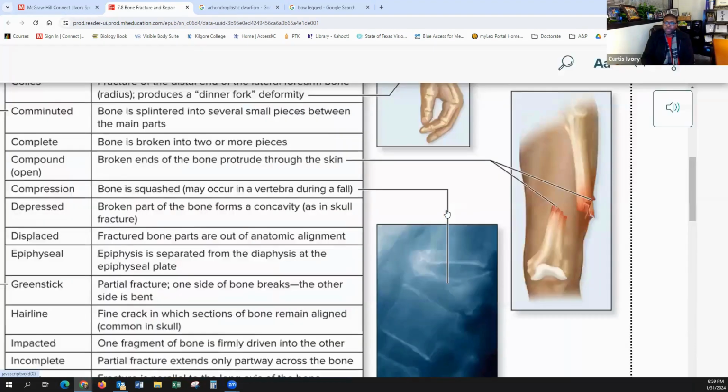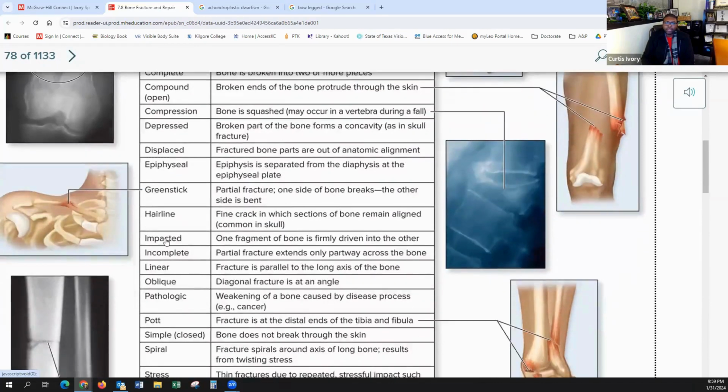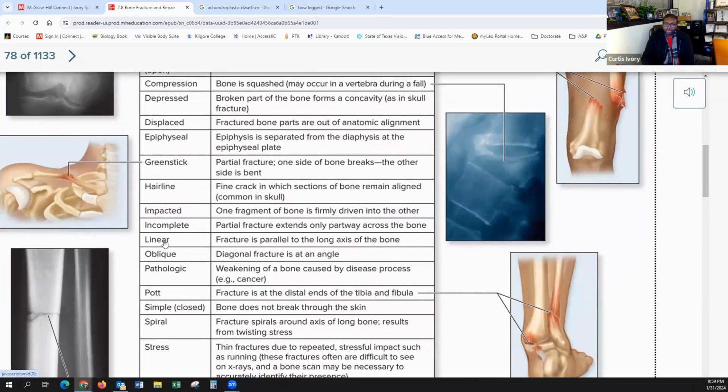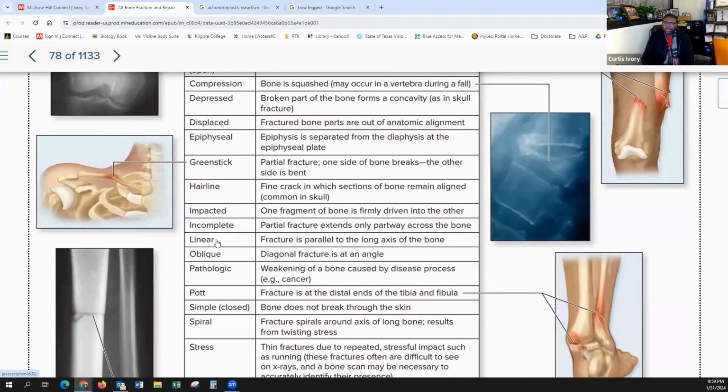And then we have some other ones that we are used to. We have hairline, which is a very fine crack, ergo the name hairline. We have linear, which would be essentially along the axis of the bone. So in this case, it'd be going down the diaphysis. We have oblique.